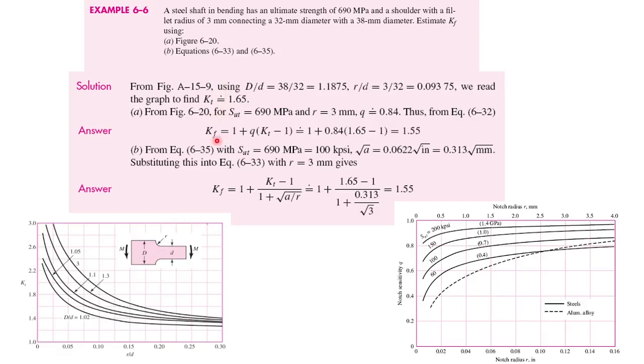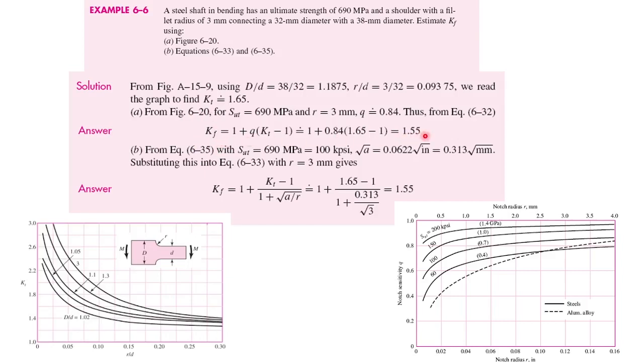The equation for Kf is 1 plus q into KT minus 1. So this is the KT value, 1.65. So remaining is the notch sensitivity, small q, which you can get from this curve. This curve will be provided to you, knowing the notch radius, which of course here is the fillet radius of 3 millimeter, and the ultimate tensile strength, which is around 0.7 gigapascal, you will be able to get the notch sensitivity q. All right. So you would substitute and get the Kf. And it turns out that the Kf is equal to 1.55.